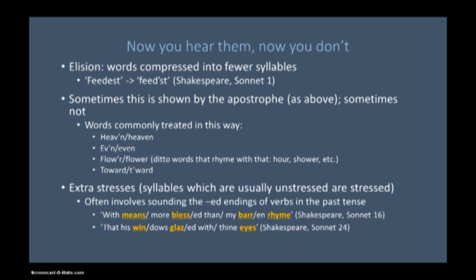And then you have the opposite. You have words where syllables which are usually unstressed are stressed purely for metrical purposes. And often these are the -ed endings of verbs in the past tense, as in the following examples, also from Shakespeare's sonnets. With means more blessed than my barren rhyme, and that his windows glazed with thine eyes. So here, with glazed and blessed, both syllables of the word are sounded, so that the lines become 10 syllables long, as is required by the poetic form.